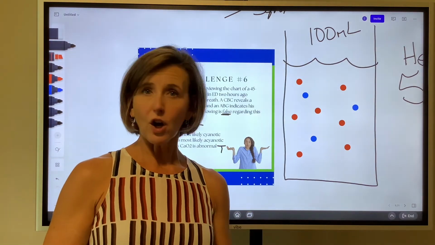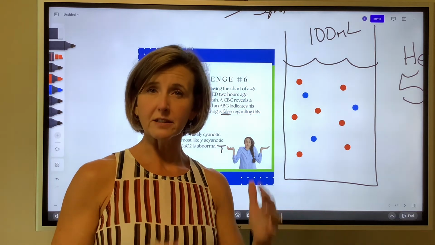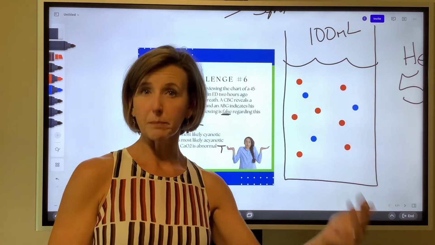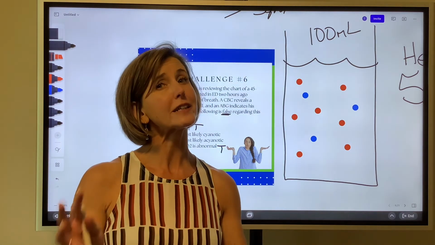Anemic patients don't turn blue very easily. The more anemic they are, the more waxy, pasty, and pale they are, but they rarely turn blue.